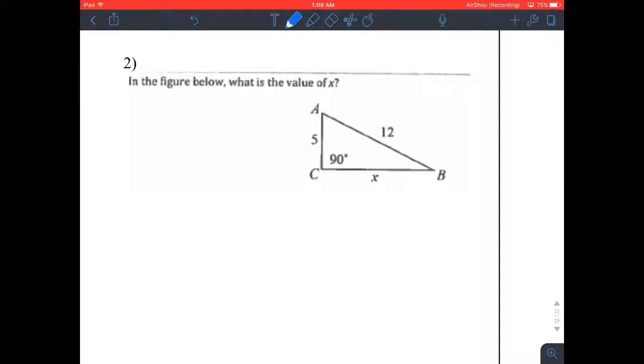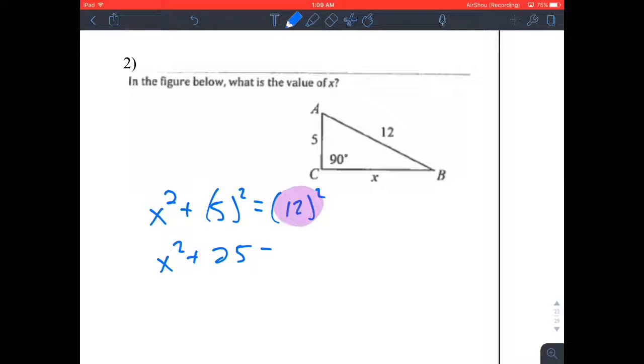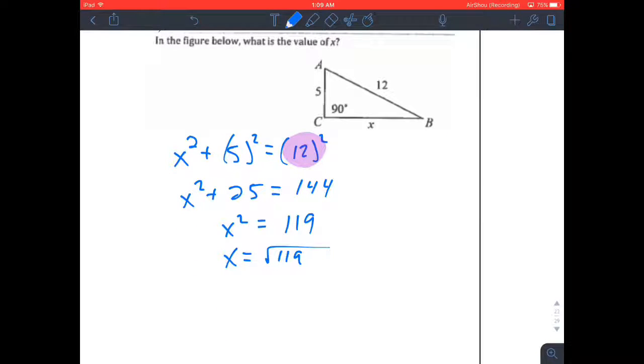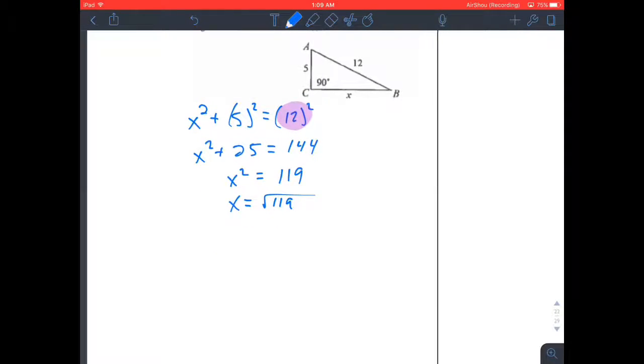In the figure below, what's the value of x? Once again, this looks like it could be a Pythagorean triple, but it's not. X squared plus 5 squared equals 12 squared. Make sure when you write the Pythagorean theorem, the hypotenuse is always the one that's by itself. You get x squared plus 25 is 144. Subtract 25 from both sides, and you get x squared is 119. Square root both sides, you get x by itself. You get x as the square root of 119. That's not a perfect square. Also, it does not simplify, so that is our answer.